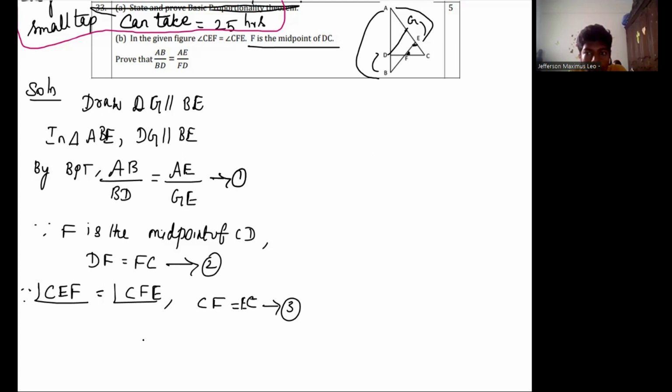So AB by BD is okay, AE is okay. See, instead of FD, I need GE. In AB by BD, instead of GE, if I prove GE is equal to FD, the proof is over. Okay, ma'am. We have to prove EG is equal to FD. These two are equal.